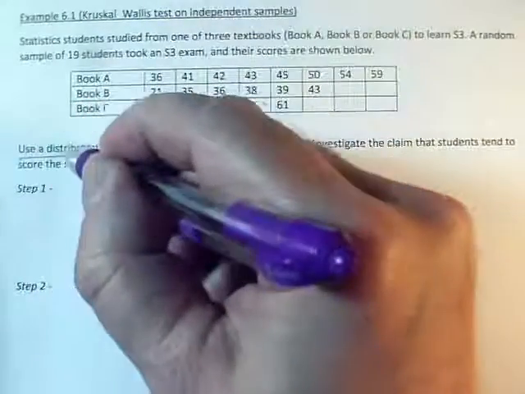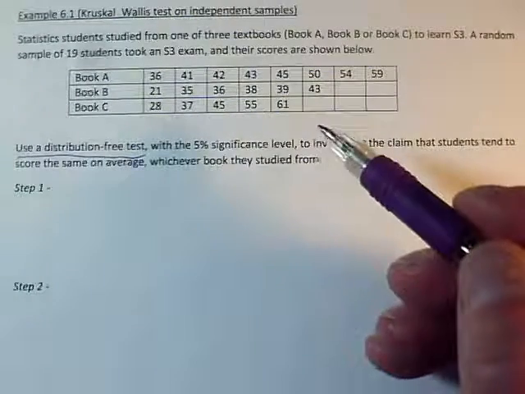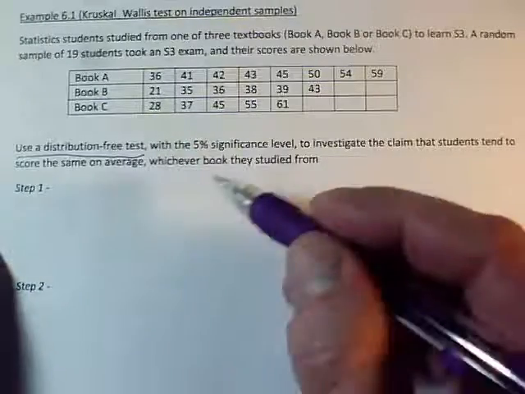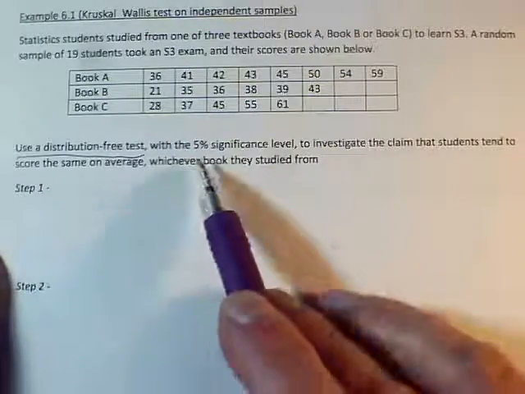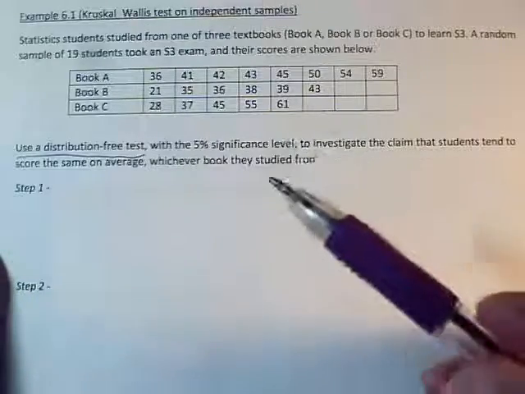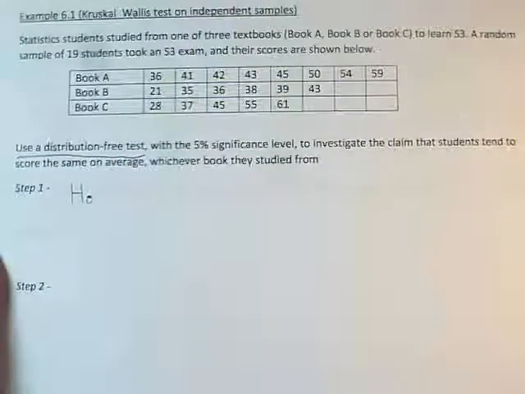It just says use a distribution free test, but Kruskal-Wallis is very easy to spot because it's the only one that applies when you've got more than 2 independent samples. Okay, I've given a significance level, and the claim is that students tend to score the same on average whichever book they studied from. So with hypotheses, this is a bit like Mann-Whitney.